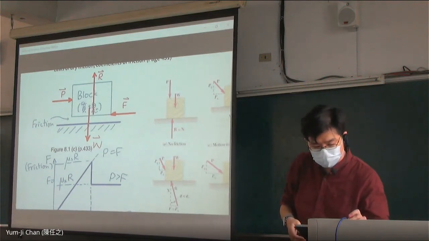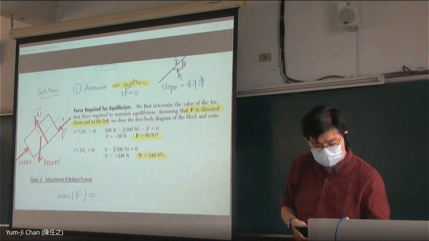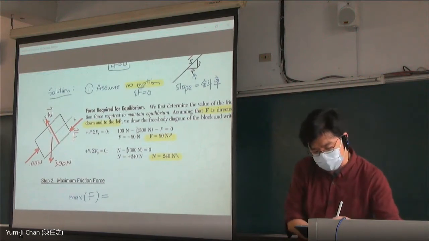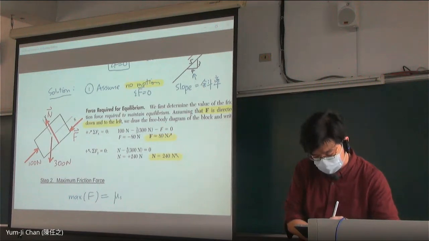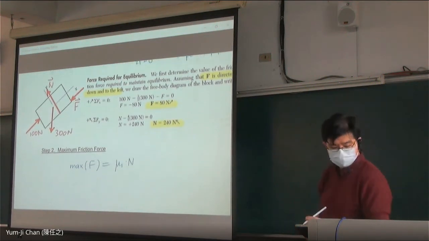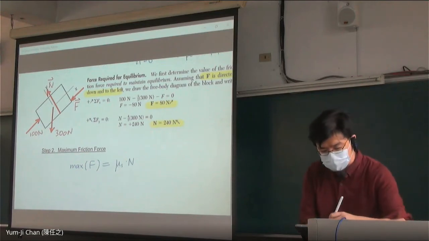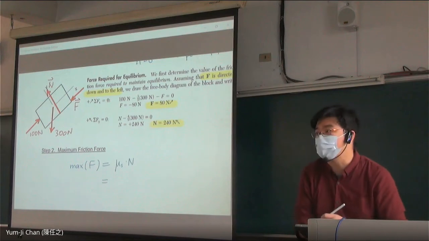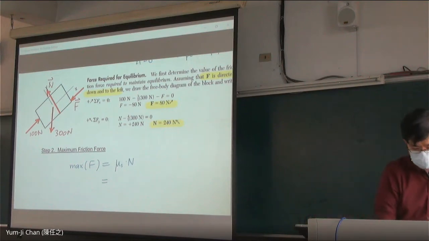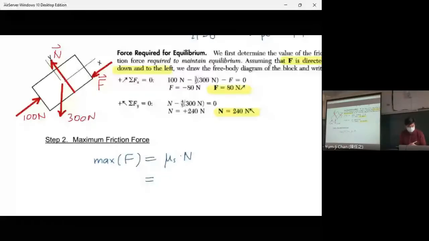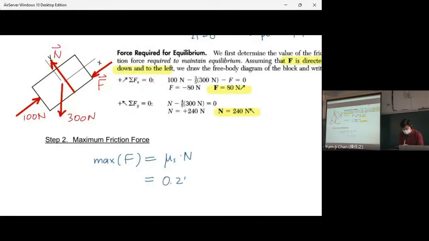Therefore, in our question, the maximum friction force is equal to mu s times N. In this case, because mu s is equal to 0.25, it is equal to 0.25 times 240 Newton. It is equal to 60 Newton.